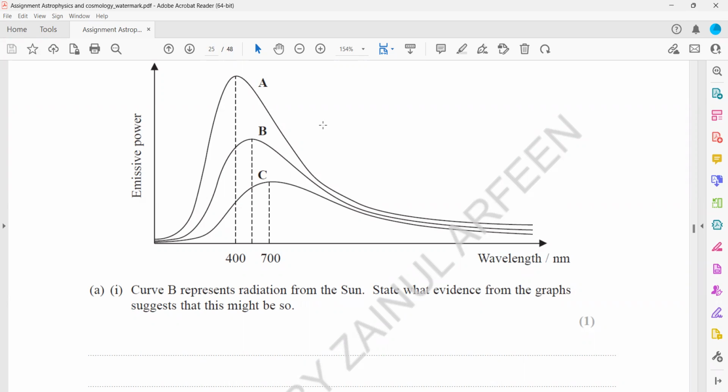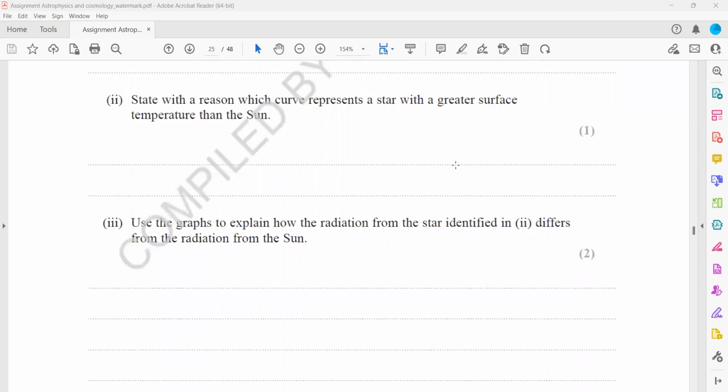So how are they different? A has its peak in the violet or ultraviolet region, so it will give mostly ultraviolet, blue or violet. But B, which is the sun, mostly gives visible light. And A has a high power output, meaning a high temperature, and it will be much brighter if they are at the same distance from the Earth.